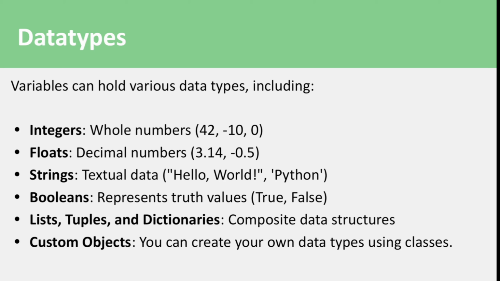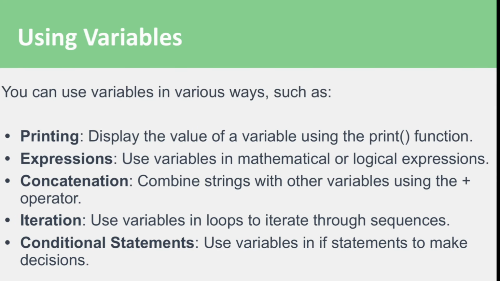Next, we'll see using variables. Once a value is assigned to a variable, you can use the variable in your code to access and manipulate the stored data. You can use variables in various ways, such as printing: display the value of a variable using the print function. For example, print hello world.